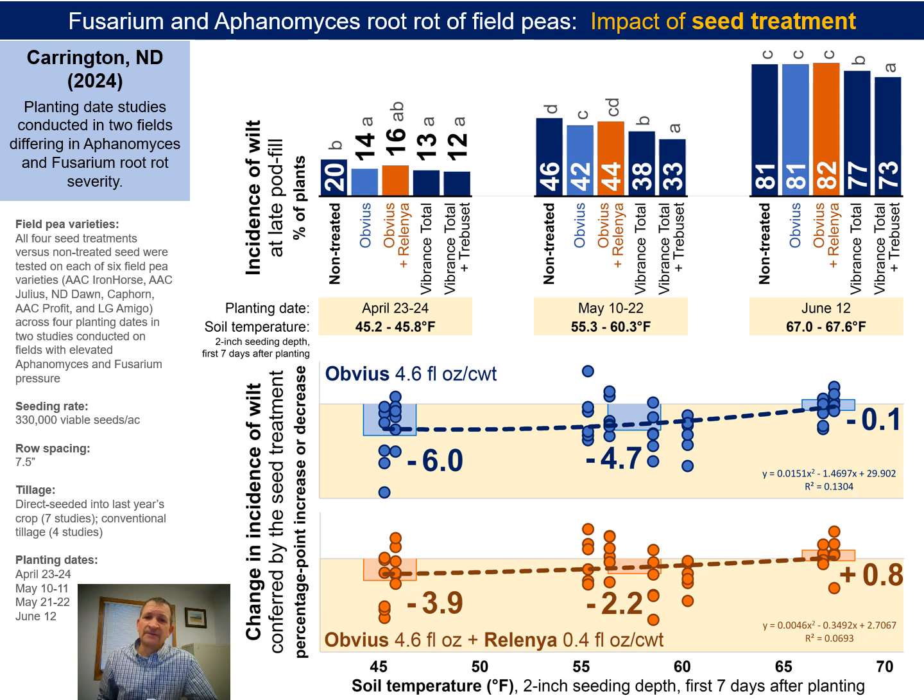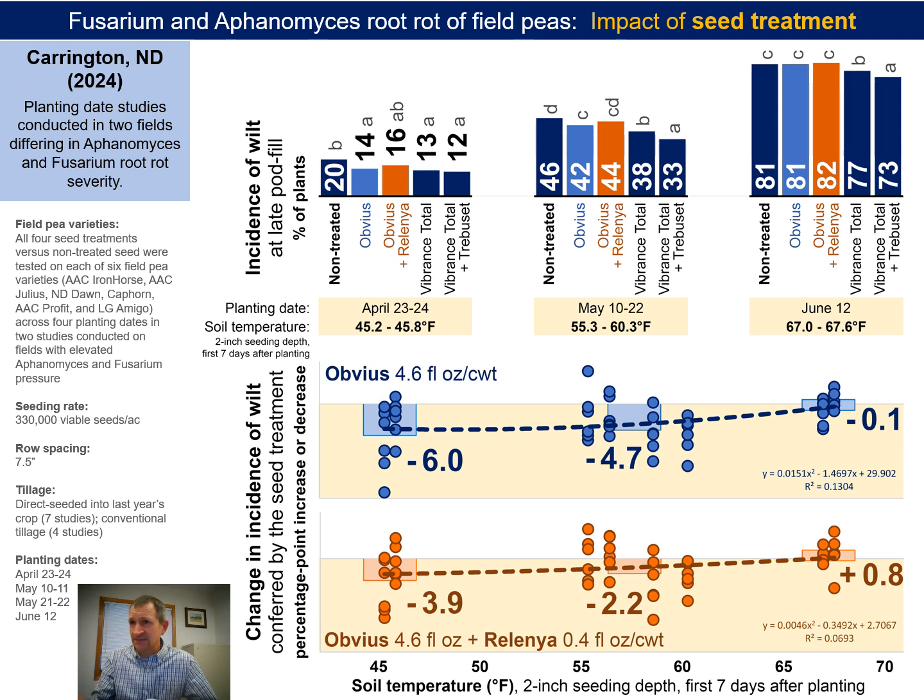Okay, and what you can see right now, I'm going to compare Obvious versus Obvious plus Rellenia. Now, Obvious, as we've discussed before, has excellent efficacy against Pythium and Rhizoctonia and only moderate efficacy against Fusarium. Now, Rellenia is a product sold by BASF that's specifically marketed for Fusarium management, and we applied it at the high end of the labeled rate, okay, 0.4 fluid ounces per hundredweight. And so what this is showing is the impact of adding Rellenia, which is supposed to help us with our Fusarium.